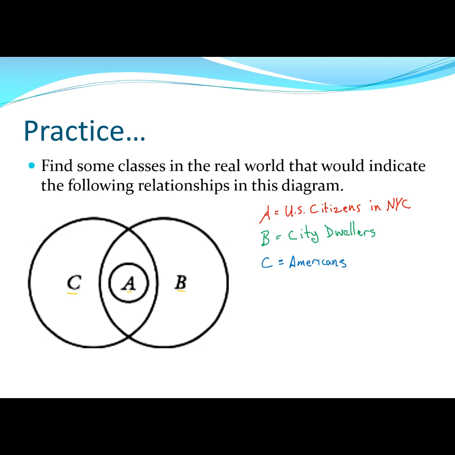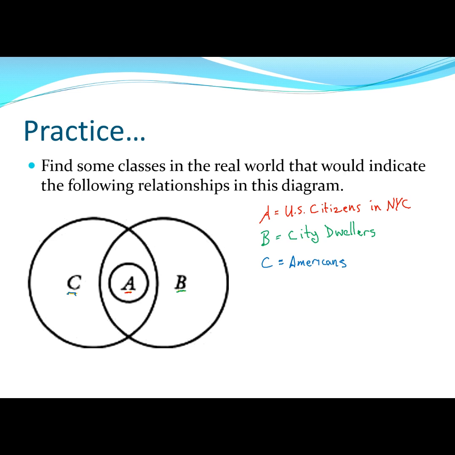So here we have a relationship. We have C, which is all Americans. We have B, which is all people living in cities. And then we have A, which is U.S. citizens living in New York City. So what could we say about this area here?